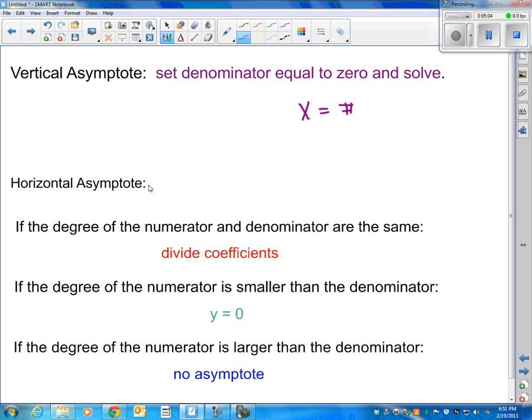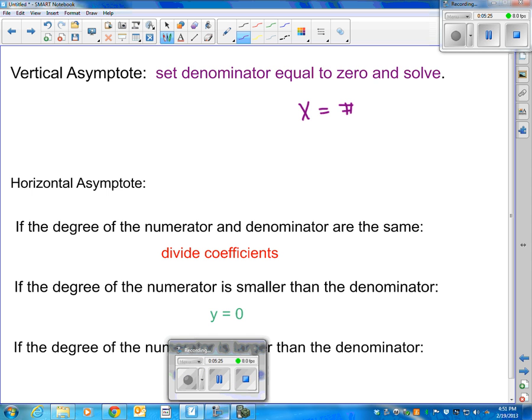If you're looking for a horizontal asymptote, and the degree of the numerator and denominator are the same, you divide your coefficients. If the degree of the numerator is smaller than the denominator, it's simply y equals 0. And if the degree of the numerator is larger than the denominator, there is no asymptote.